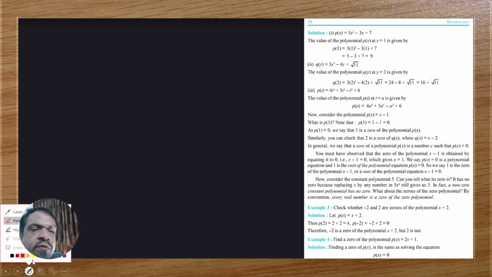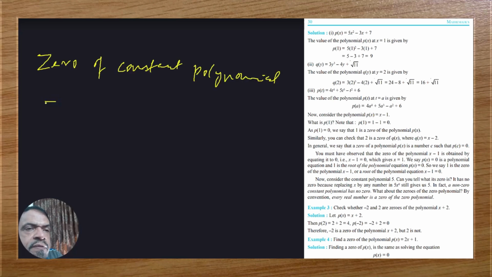Again come to the constant polynomial. Constant means 5, 7, 9, any constant. What about the 0 of a constant polynomial? It has no 0 because no variable is here. We can assume x to the power 0, y to the power 0, z to the power 0, imaginary variable. So we can't put here the value of x. So it is not possible to make the 0 of a constant polynomial. So the answer is there is no 0 of the constant polynomial.